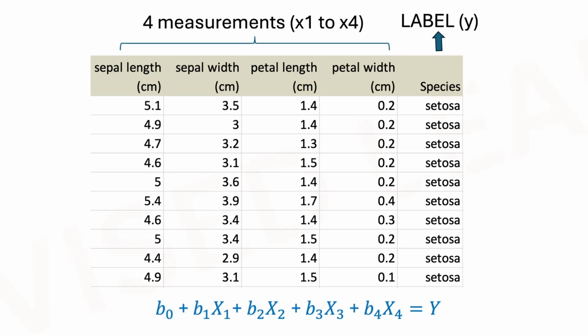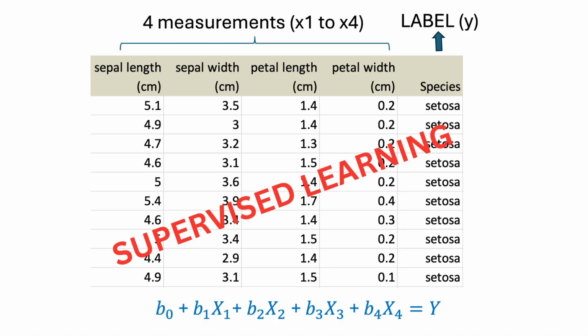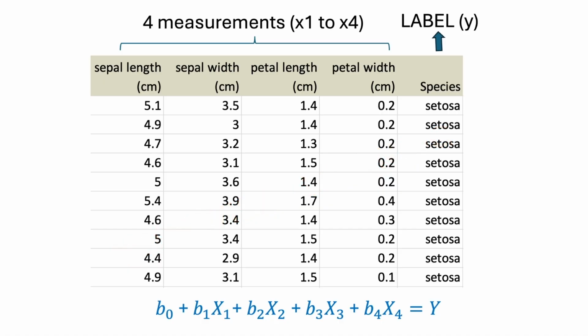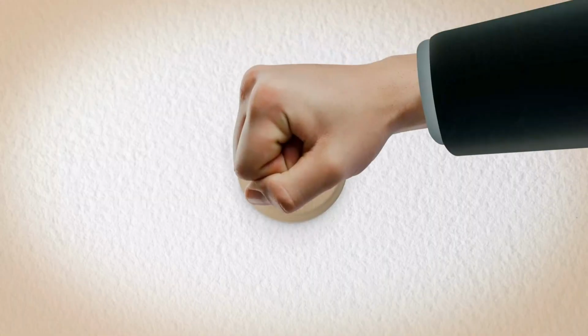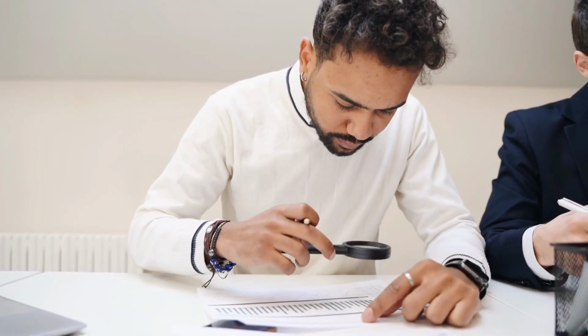This is a supervised learning problem. We're not asking the computer to discover groups. We're giving it the groups and asking, hey, can you learn to distinguish them? But before building any model, there's a very important step that is sometimes skipped in data science tutorials. That is, look at the data.